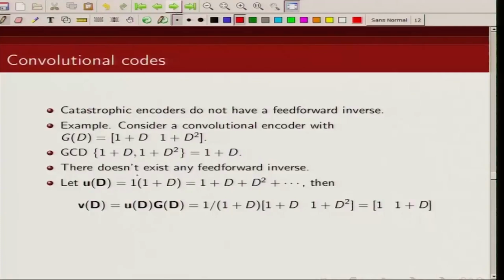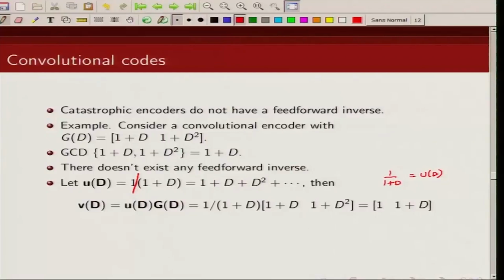So, let us take an example of u of d given by 1 by 1 plus d. This is a typo, this is 1 by d. Now, 1 by d can be written as 1 plus d plus d square plus d cube. So, this is an all one sequence. So, our input is all one sequence, which can be written in this d notation like this. This is my u of d.